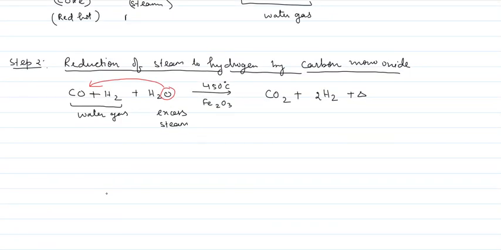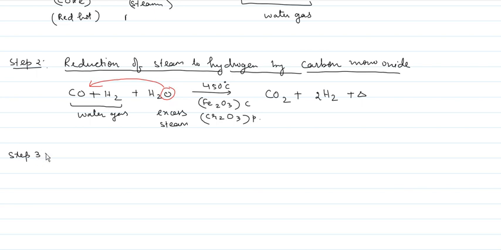So now in step 3 what happened? We have to remember that along with Fe2O3, chromium oxide is also used. Chromium oxide or chromic oxide is used as a promoter. Already you have discussed what a catalyst is. So this is a catalyst and this is a promoter. Remember that.